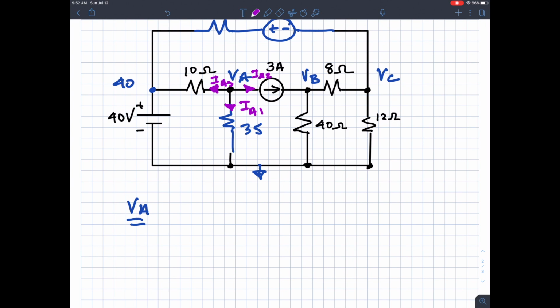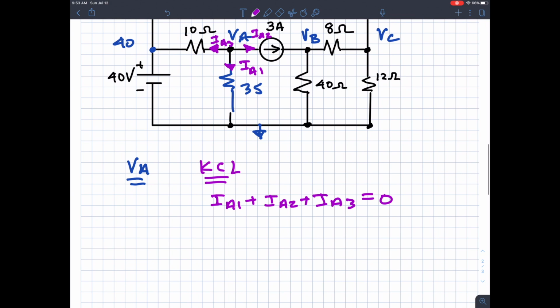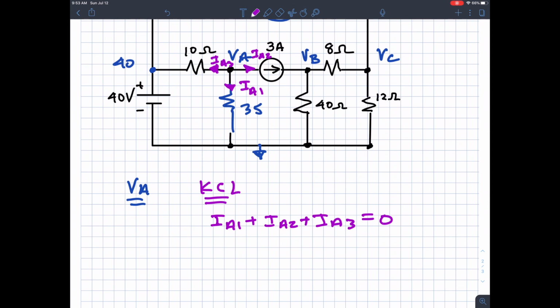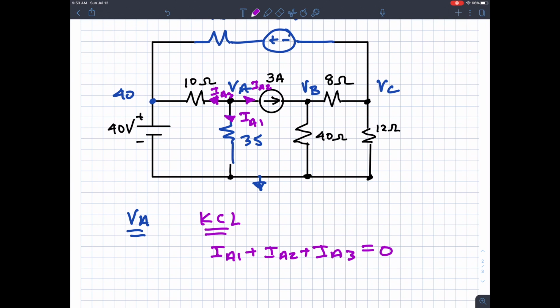And what do we know? By KCL, remember, node voltage is based on KCL. I have IA1 plus IA2 plus IA3 equal to 0. So it's very systematic. I always draw these things coming out of the node. From there, I need to decide what is the current IA1. That's where I think of pushing the dots. Here's this dot at VA. I know VA is right here on the circuit. I know this is the reference at 0 volts.